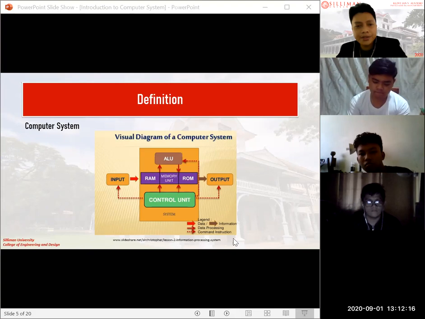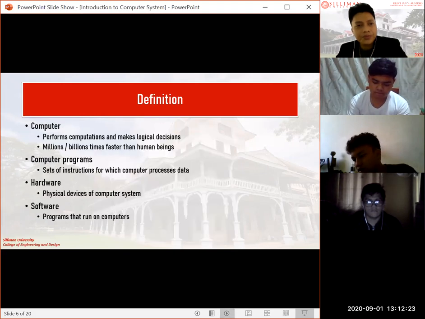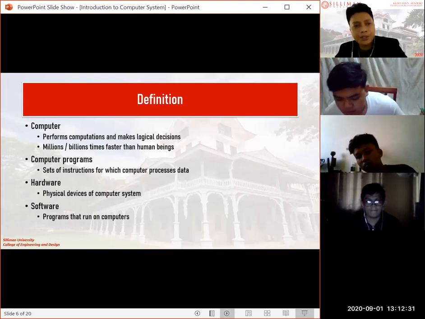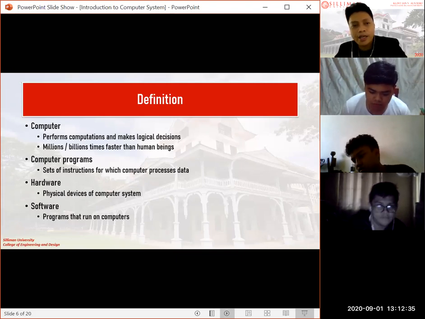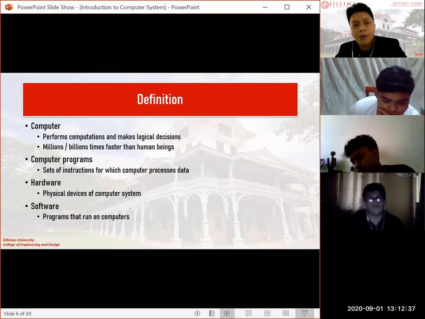The next one is computers. Computers perform computations and make logical decisions. Computers are millions, billions of times faster than human beings. That is why the human computer became obsolete, and it is replaced by programs or hardware computers.